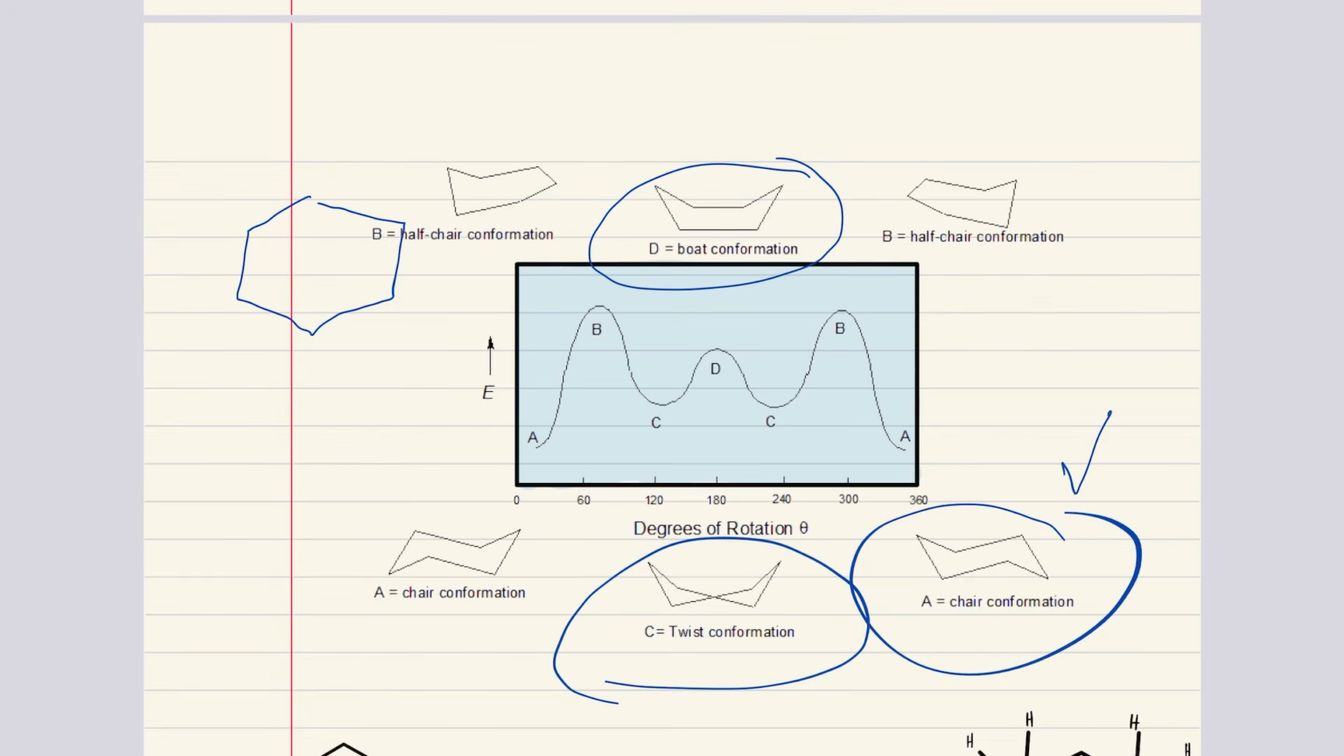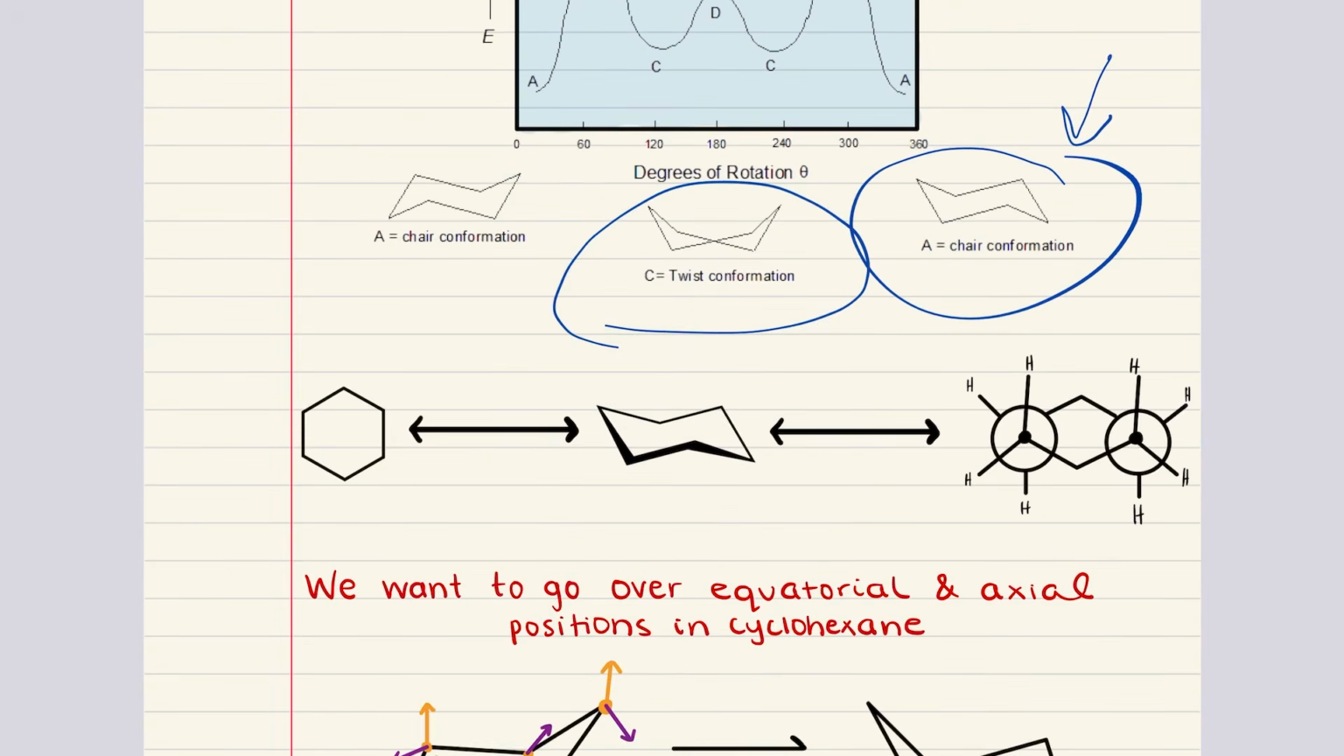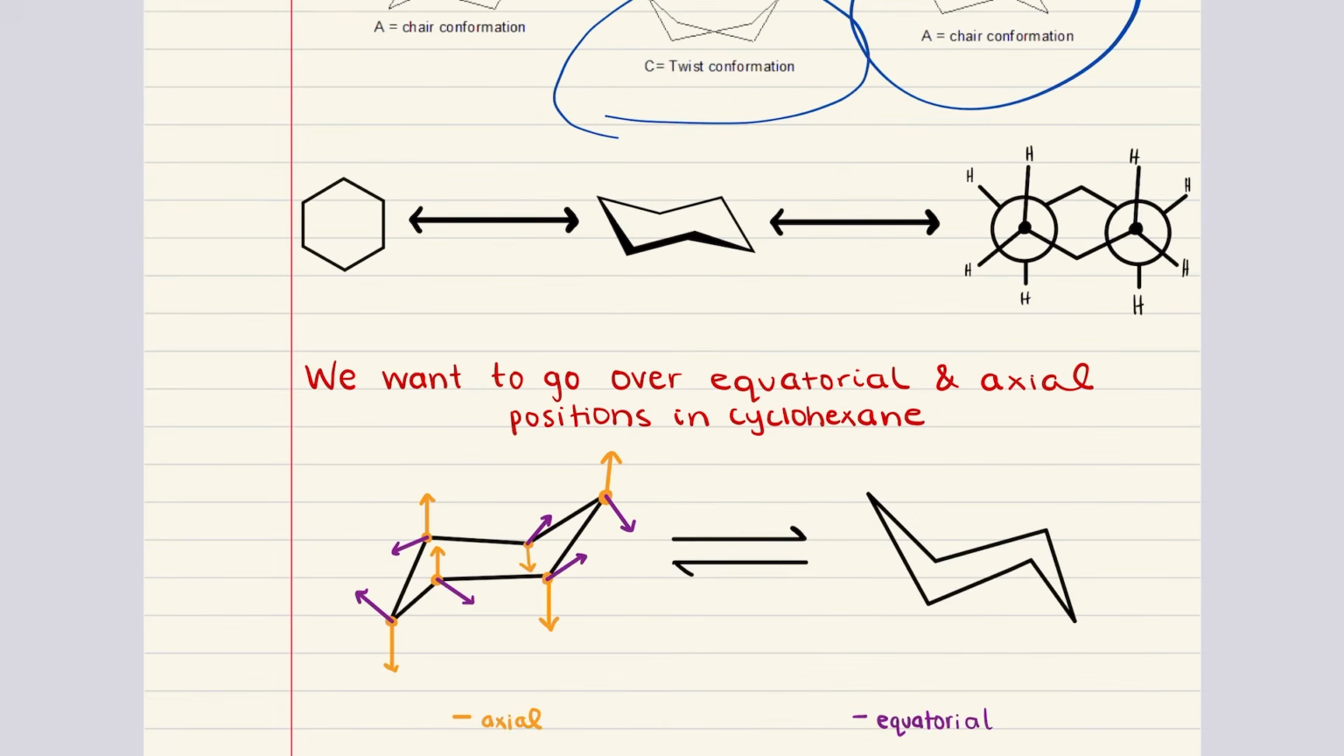This is more stable and more significant. It minimizes angle strain by maintaining nearly ideal bond angles and reducing torsional strain by staggering the bonds. In the chair conformation, which we're going to focus on, we observe two types of substituent positions, axial and equatorial. So let's discuss what both of those mean.